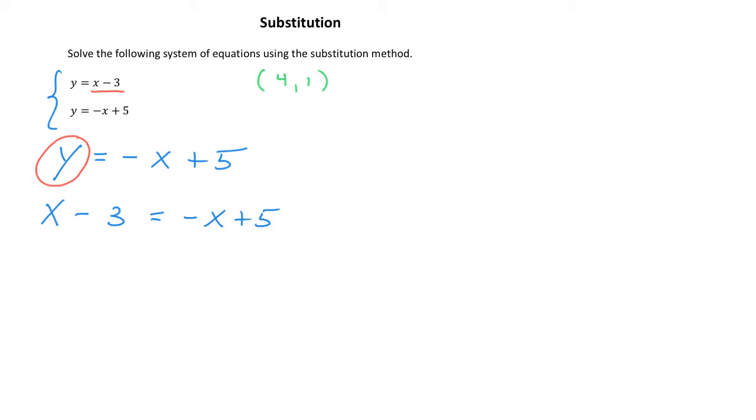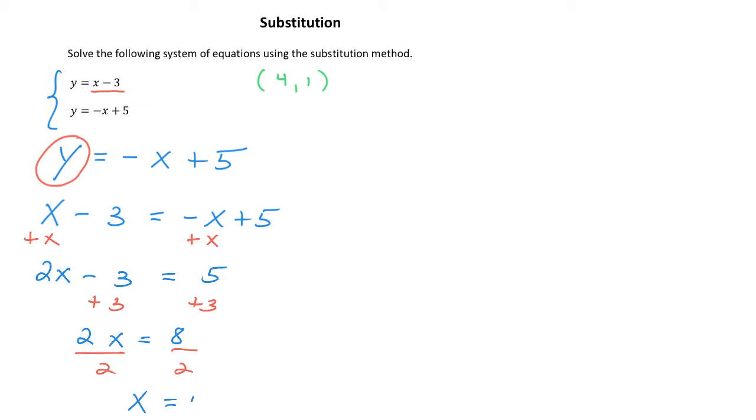So what I did is I took two equations and reduced it down to one equation, this, and it has only one variable in it, just x. This means I can solve for x. I'm going to do this by adding x to both sides. This gives me 2x minus 3 is equal to 5. I'll then add 3 to both sides, which gives me 2x is equal to 8. I'll divide both sides by 2, and I get x is equal to 4.